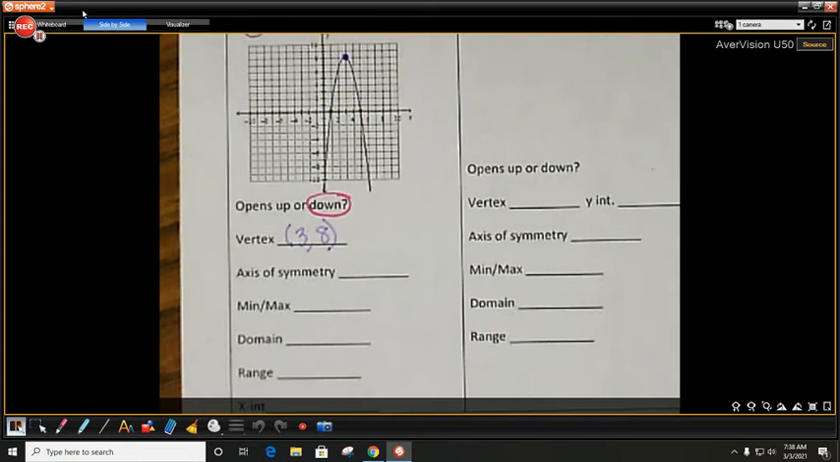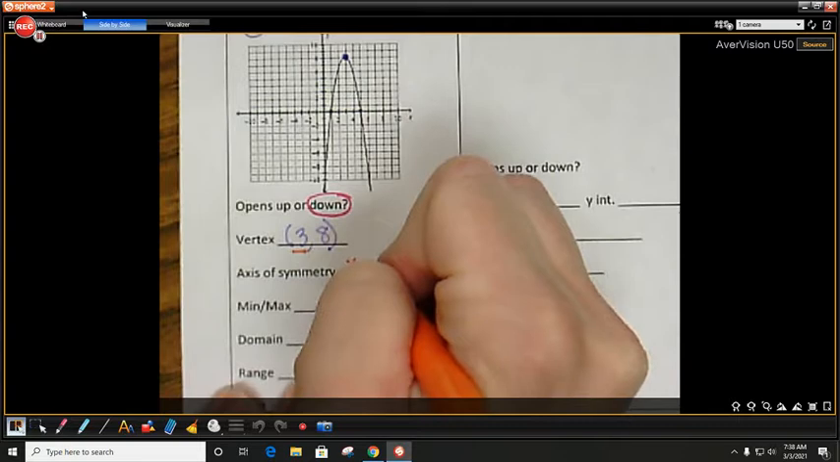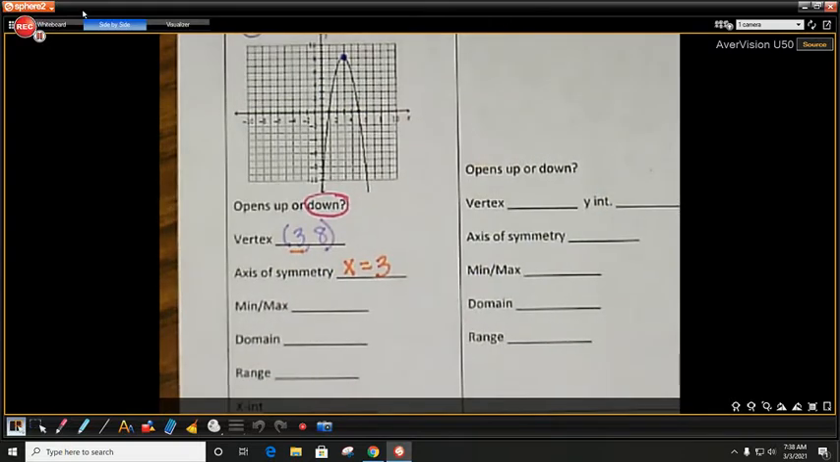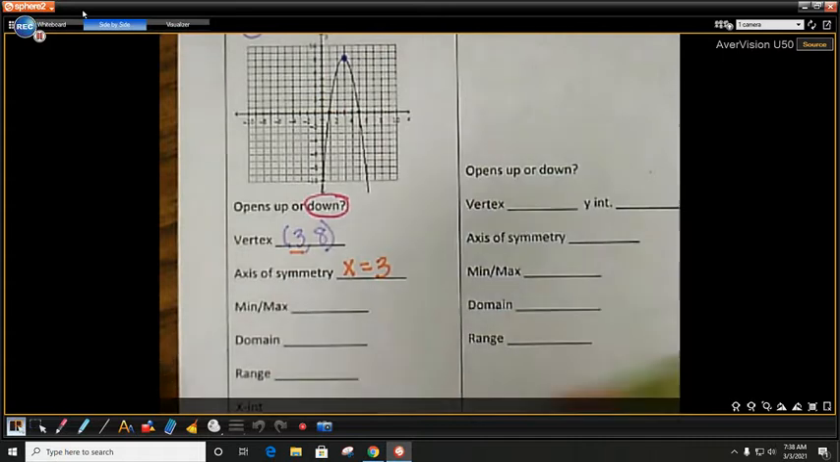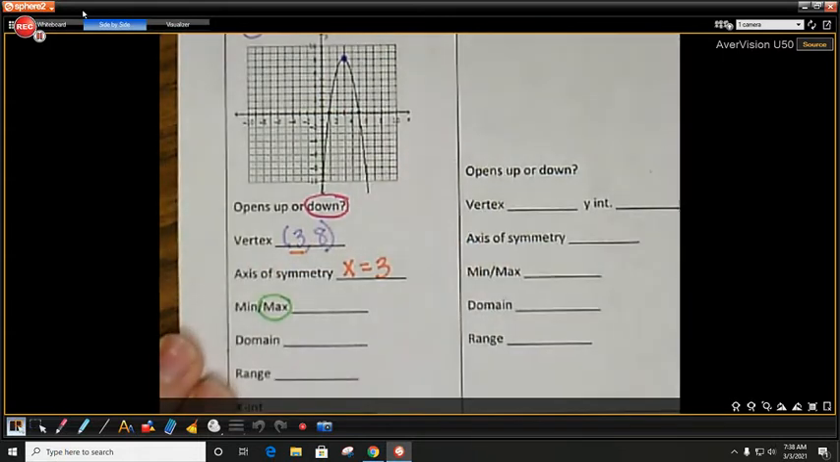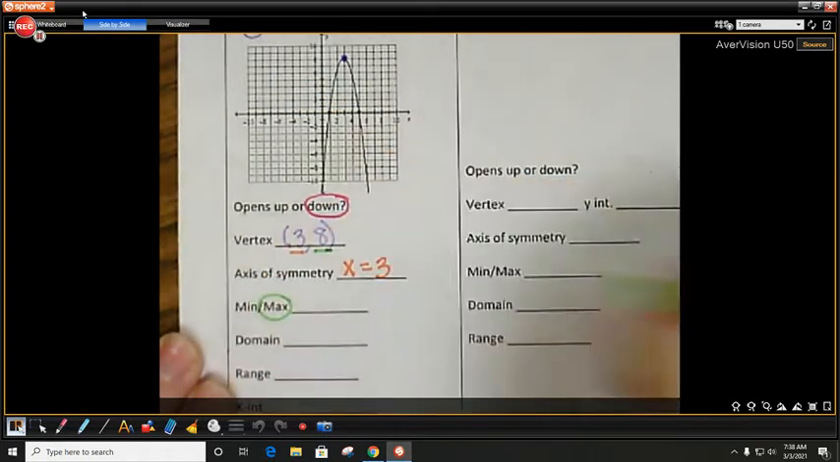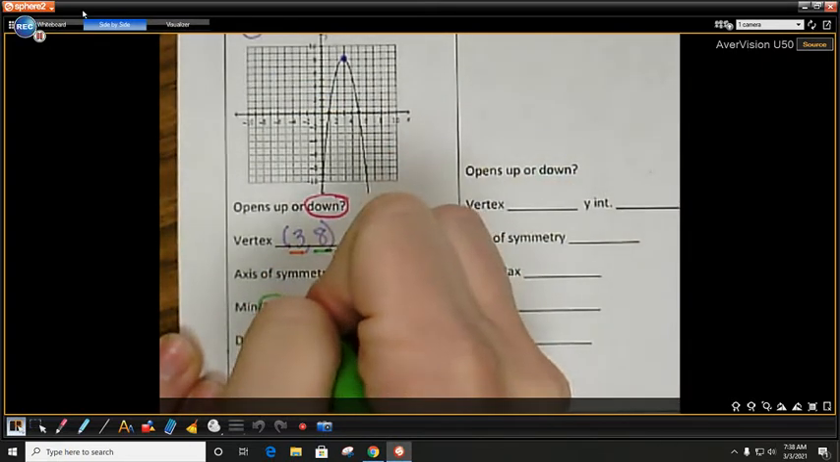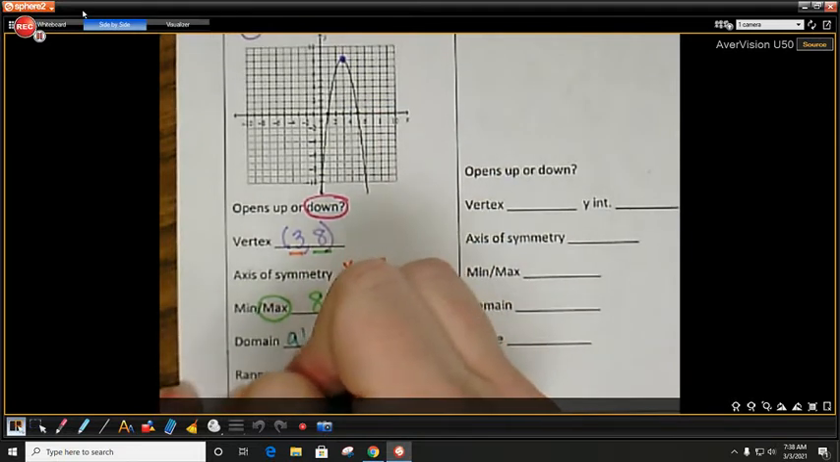Remember, axis has x in it, so it's always x equals the x value of your vertex. Now, is this a top point or a bottom point? Is that vertex a min or a max? It's the top, so that's the maximum value. And again, your min and max always happens at the vertex, and we're talking about height. Y is your height axis, so it's just the y value of the vertex. Your domain is always all real numbers.